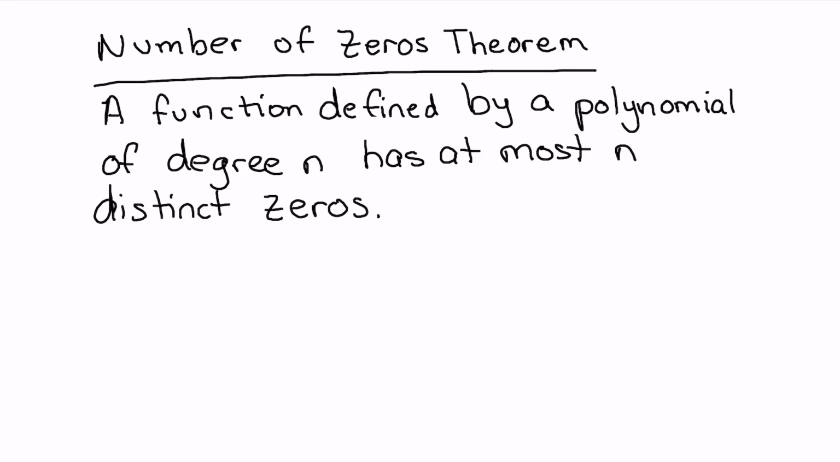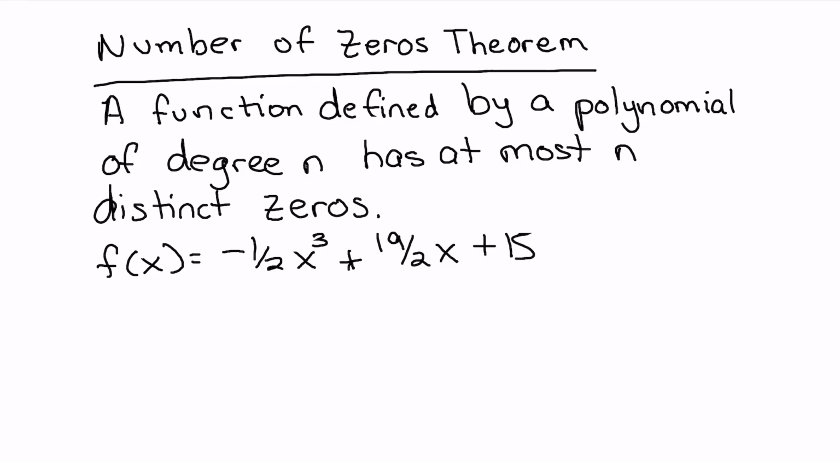So let's say you have a function like f of x equals negative 1/2 x cubed plus 19 halves x plus 15. Well, this polynomial is of degree 3 because you're looking at that highest exponent there in that leading term. So we know that it has at most 3 distinct zeros.